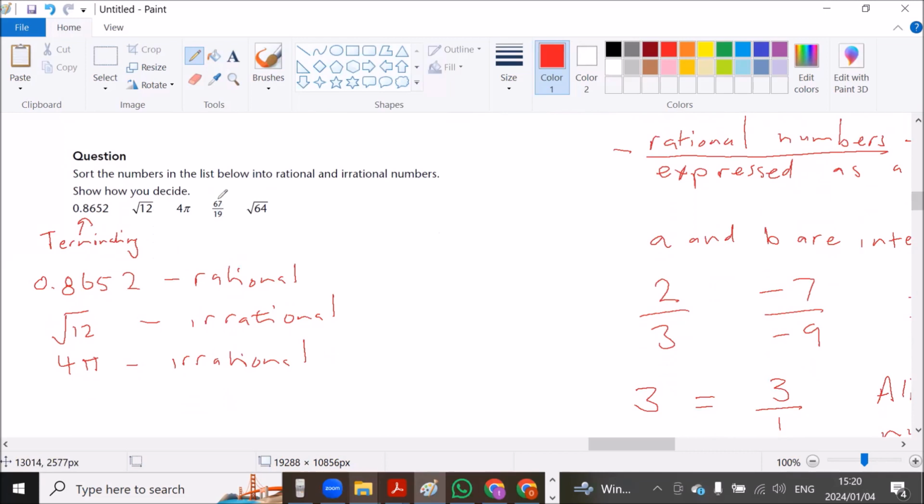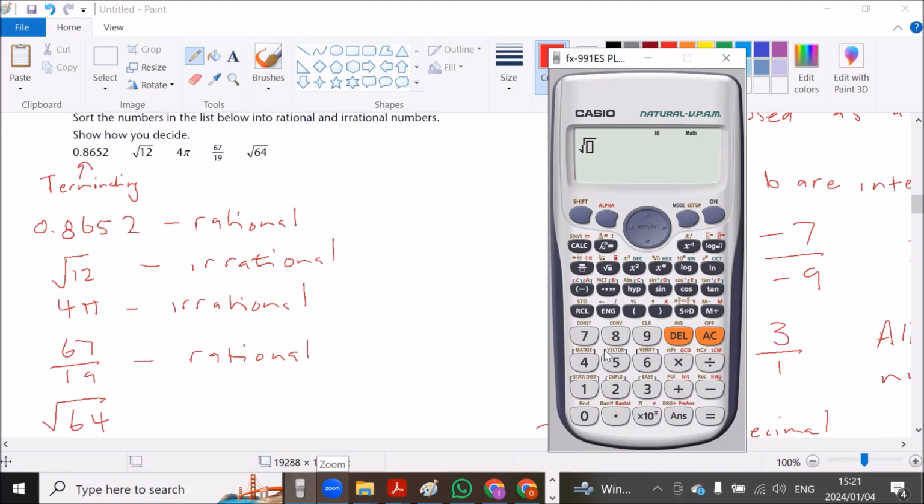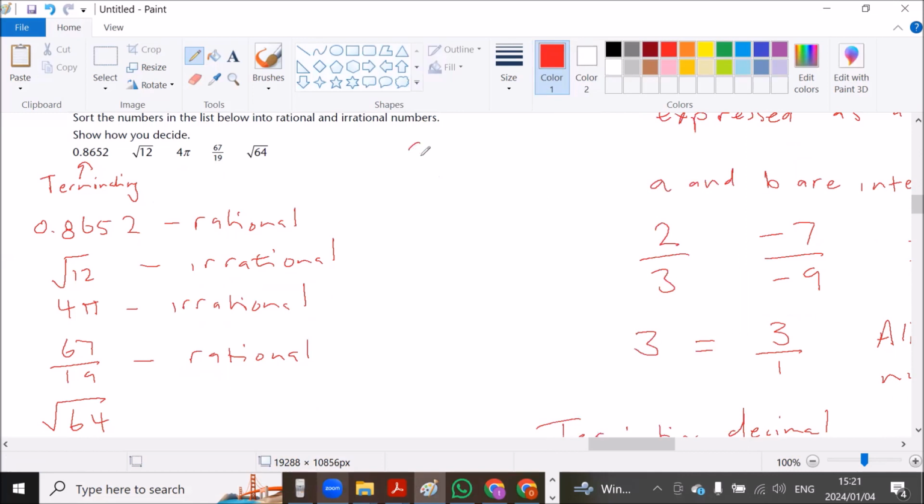67/19 has been expressed as a fraction where the numerator and the denominator are integers, and the denominator is not equal to 0. So this is rational. Square root of 64. 64 is a perfect square. Square root of 64 is equal to 8. You know 8 times 8 is equal to 64. 8 can be expressed as a fraction, 8/1. So it is rational because we have a perfect square there.